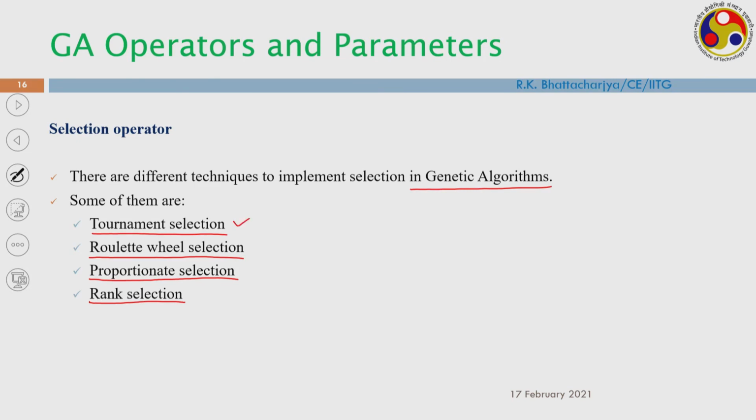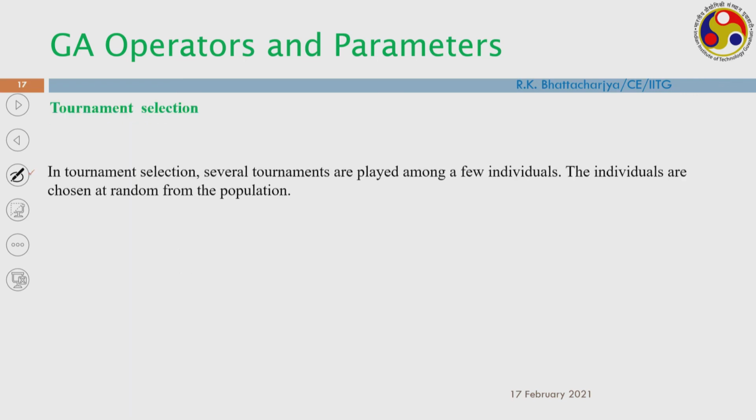So, let us discuss the tournament selection. What is tournament selection? In tournament selection, several tournaments are played among a few individuals. Okay. The individuals are chosen at random from the population. So, it is with random choice. Okay. The winner of each tournament is selected for the next generation. The winner will go to the next generation. Okay. So, this is the tournament selection.